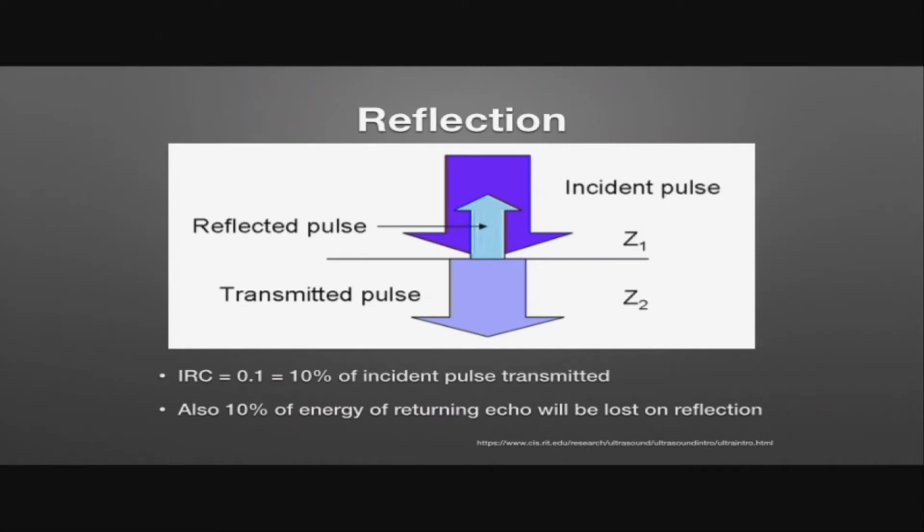So in terms of the reflected pulse versus the incident pulse, if we had an example of, say, 0.1 for the intensity reflection coefficient, that means 10% of the incident pulse will be reflected. And also, when you then get a reflection from a lower structure and that comes back.